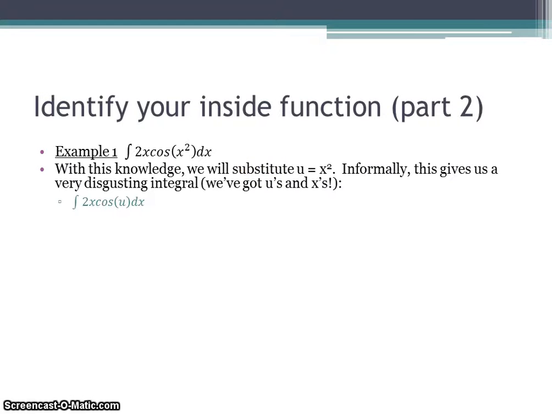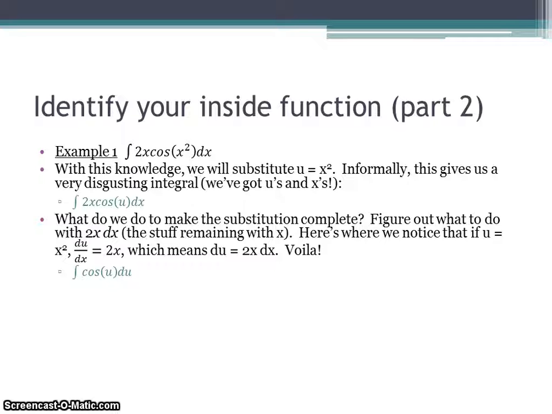With this knowledge, what we could do is substitute u equal to x squared. That's our inside function here. Informally, this gives us a really nasty integral, because if we were to put u in for x squared, we would get 2x cosine of u dx. It's a problem because we've got u's and x's involved. So what do we do? We need to take care of that 2x dx part.